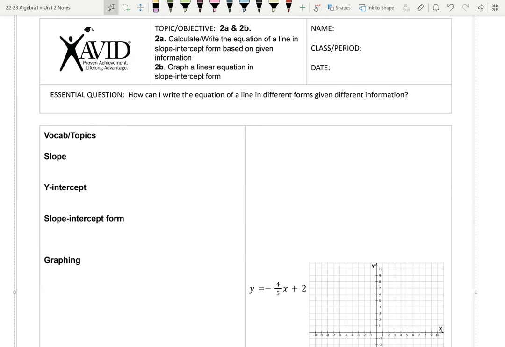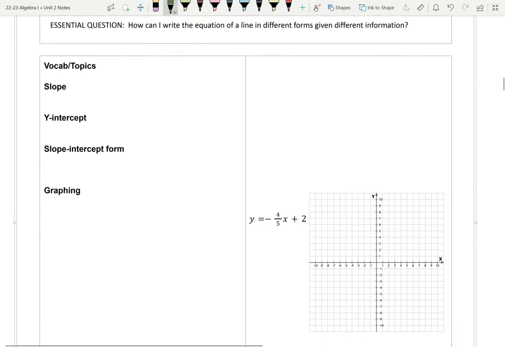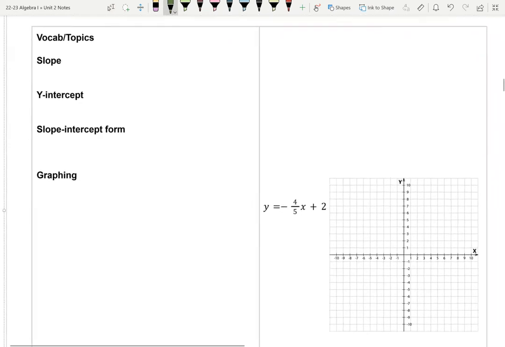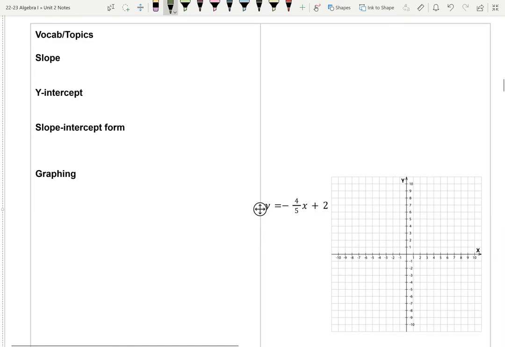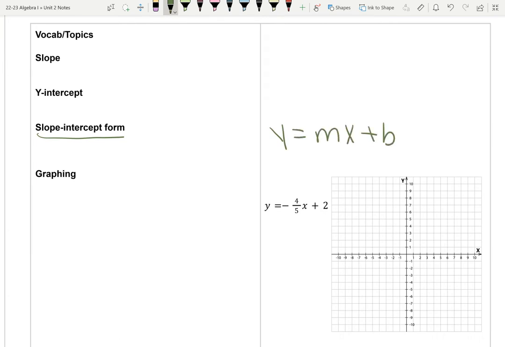So for slope-intercept form, the first thing we're going to do is just review slope, what we talked about previously. In slope-intercept form, if you don't know what that is, go ahead and write it down here: it is y equals mx plus b, which should be a review for most of you. So our slope in that form is m. And as we learned before, m is rise over run.